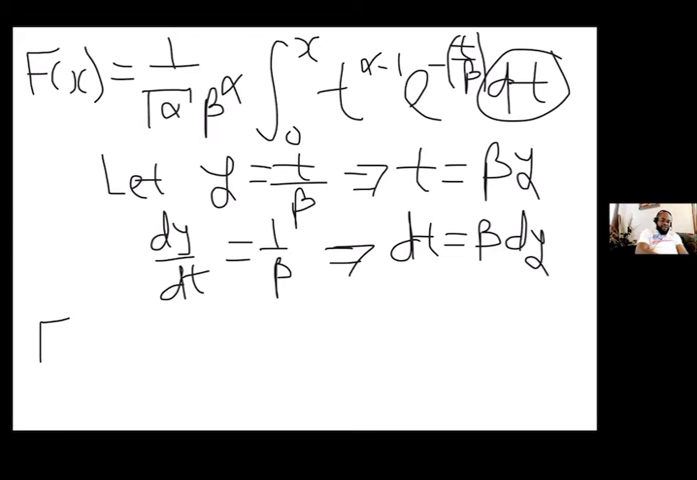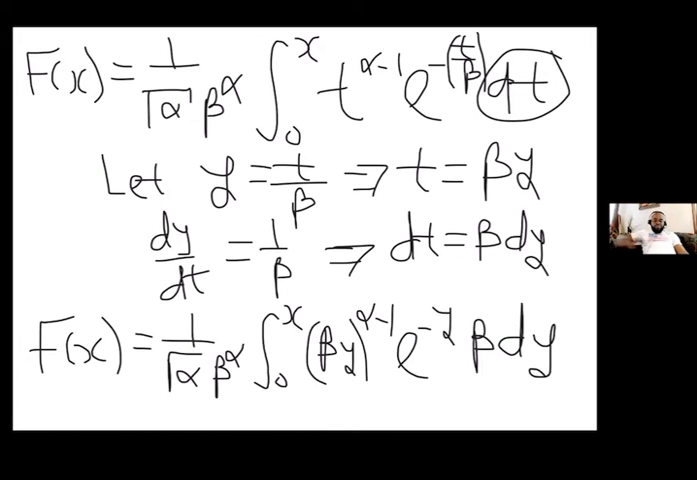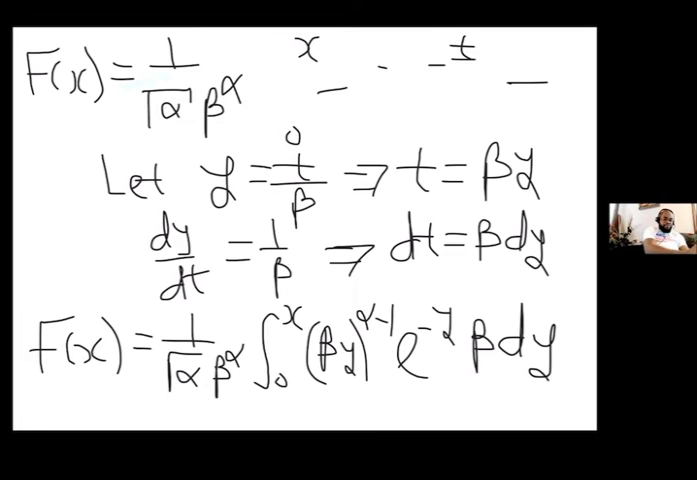So if I want to write that now, F of x equals 1 over gamma alpha, beta raised to power alpha, the integral from 0 to x. Now instead of t, I'm going to write beta y raised to power alpha minus 1, then exponential raised to power minus y. Instead of dt, I'm going to write beta dy. If you are following what I'm doing up to this junction, I need you to comment yes. But if you don't understand, please ask a question now. I'm going to explain that to you. Thank you so much. They are getting it. Now I'm going to clean up.